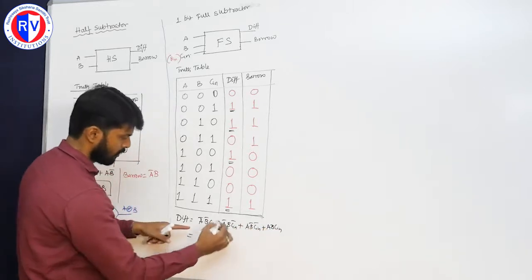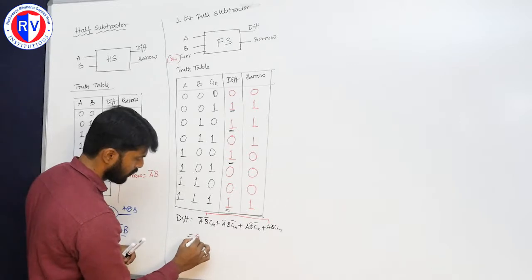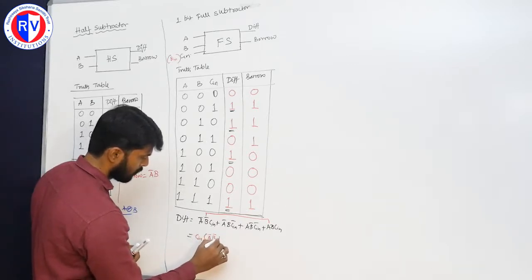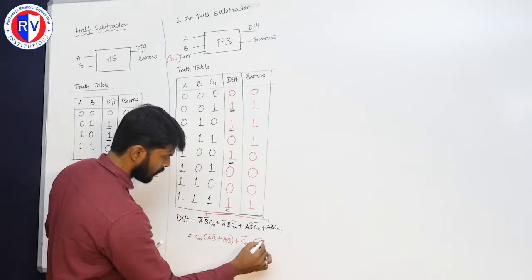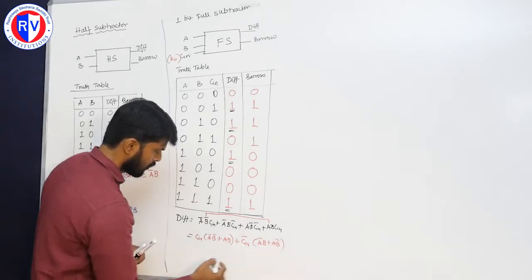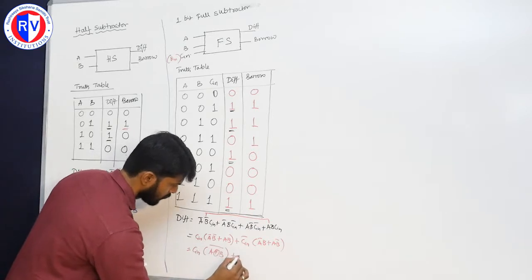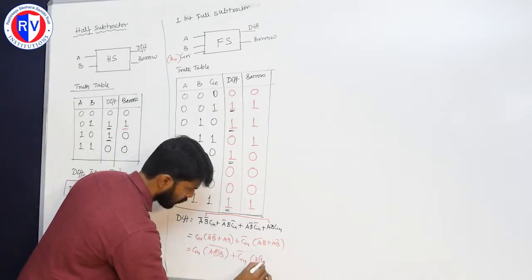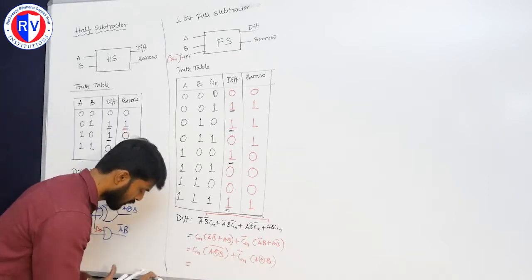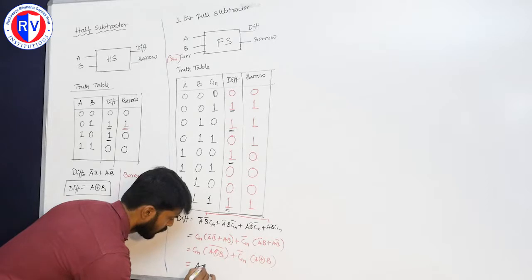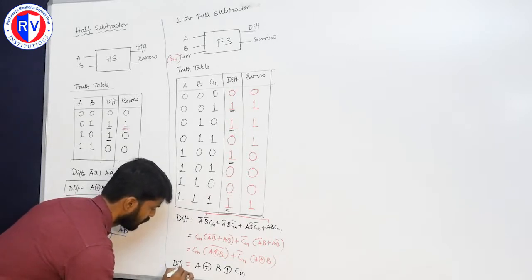Similarly, these two I will take in a pair. In this, Cin is the common. Here I am getting A bar B bar plus AB, plus in this case Cin bar I will take out. So here I am getting A bar B plus AB bar. So finally I will write Cin, A XNOR B, plus Cin bar, A XOR B. Finally, this looks like A B bar plus A bar B. So finally the equation is A XOR B XOR Cin. So this is my difference.